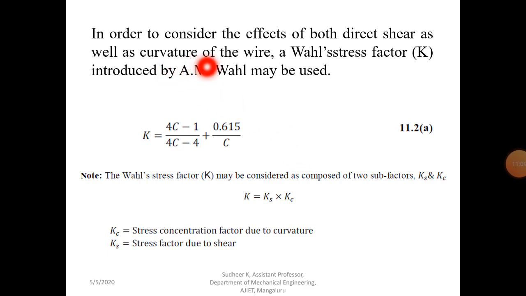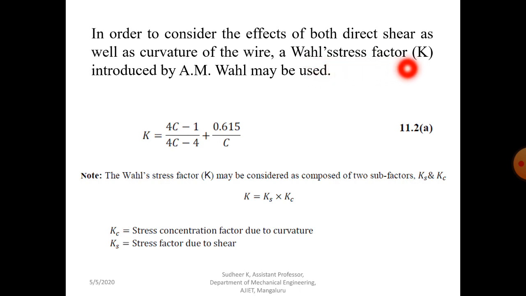In order to consider the effect of both direct shear stress as well as the curvature of the wire, one scientist, A.M. Wahl, derived the expression for resultant stress, which includes both torsional shear stress as well as direct shear stress, and stress concentration due to curvature. So he introduced one more factor, which we call the Wahl stress factor. It's one of the important factors in the design of springs.